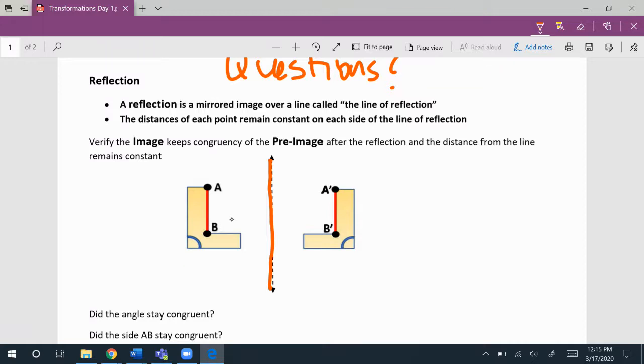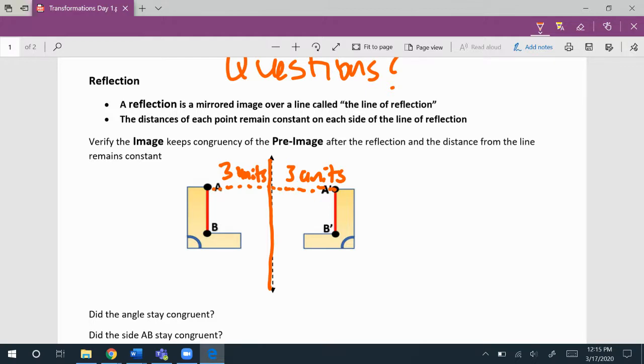When we are reflecting, the distances of each point remain constant on each side of the line of reflection, meaning if point A, let's say this is 3 units away from the line of reflection, A prime will also be 3 units away from the line of reflection, okay? That distance is the same when we perform a reflection.